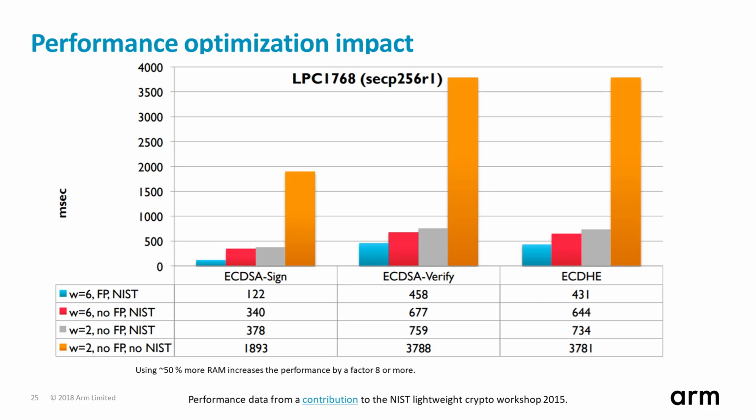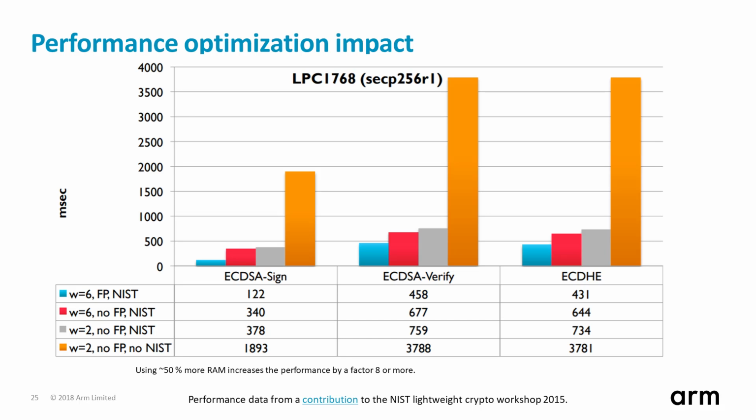This chart shows the performance of different operations on the LPC1768 board with different optimization levels. Creating a digital signature is faster than a corresponding verify operation. ECDHE is roughly as expensive as the ECDSA verify. Enabling optimizations makes a lot of sense, but it costs a lot more RAM. So using 50% more RAM increases the performance by a factor of roughly 8 in our performance measurement.